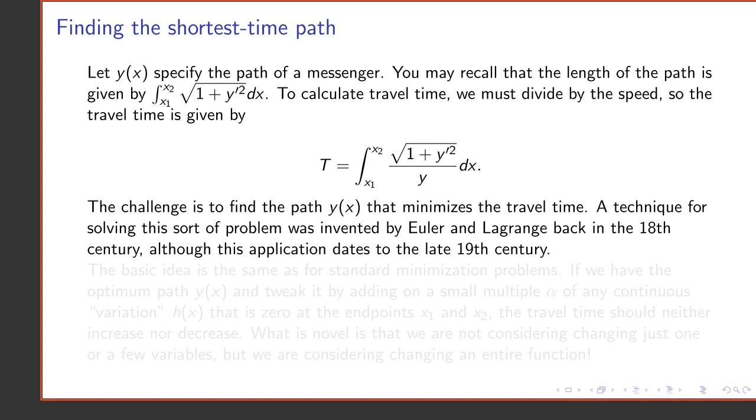How are we going to calculate the travel time? Well, in order to convert distance to time, we have to divide by speed. So I take the same integral, but I put an extra factor of y in the denominator. And now the challenge is to find the path y of x that minimizes the travel time. Remarkably, this sort of problem was solved back in the 18th century by Euler and Lagrange, two of the great mathematicians of that century. This application of their technique dates to the late 19th century.